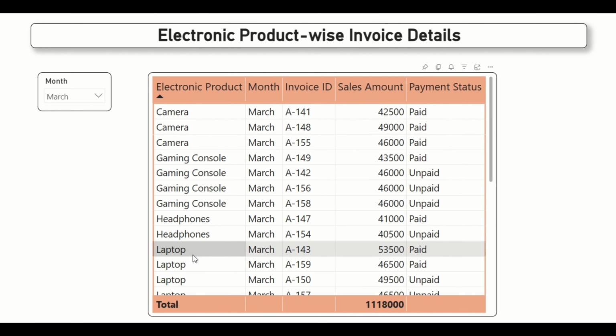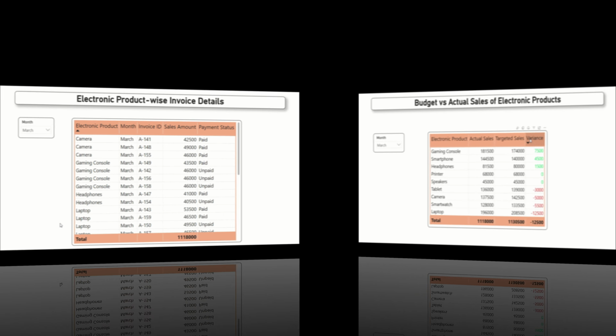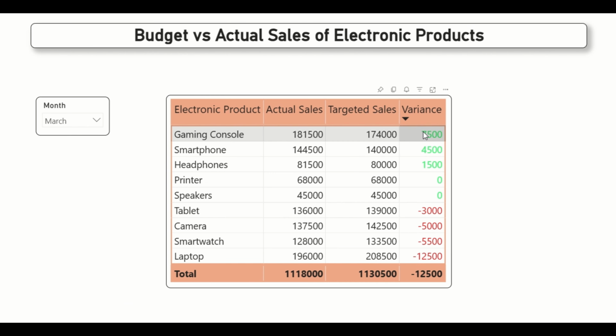Alphabetical sorting is fine for lookup tables, but dashboards meant for decisions need prioritization. When sorting and visual cues align, dashboards guide attention naturally, without instructions.